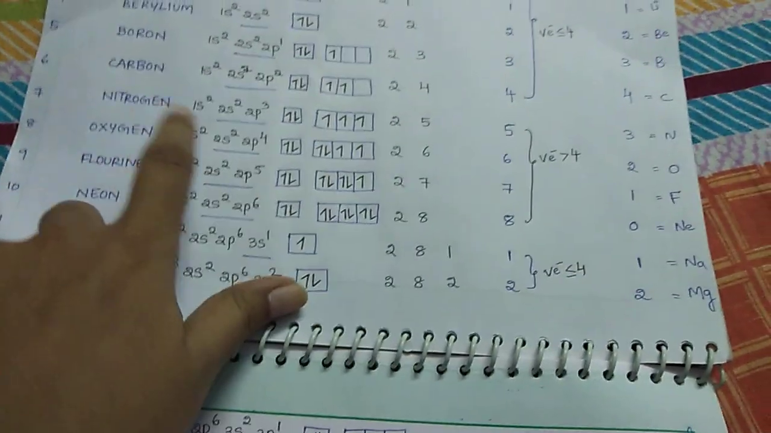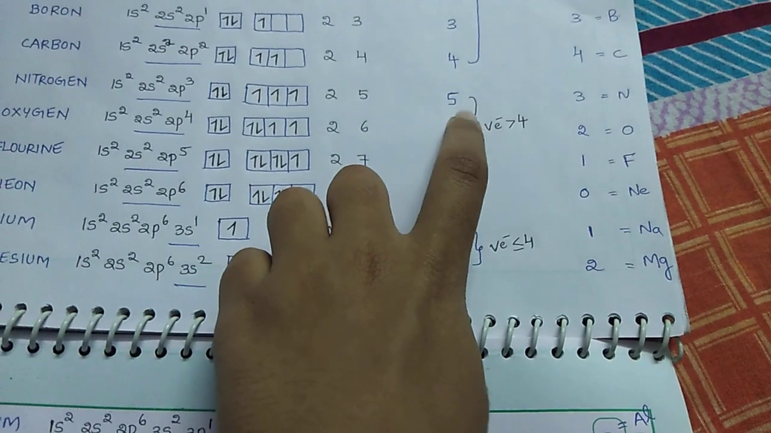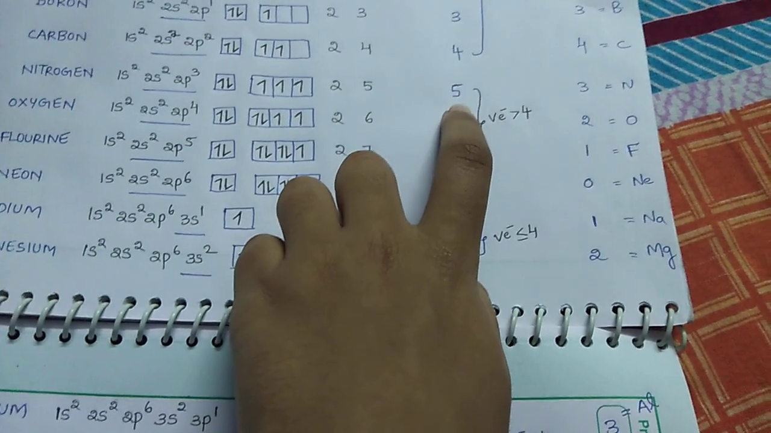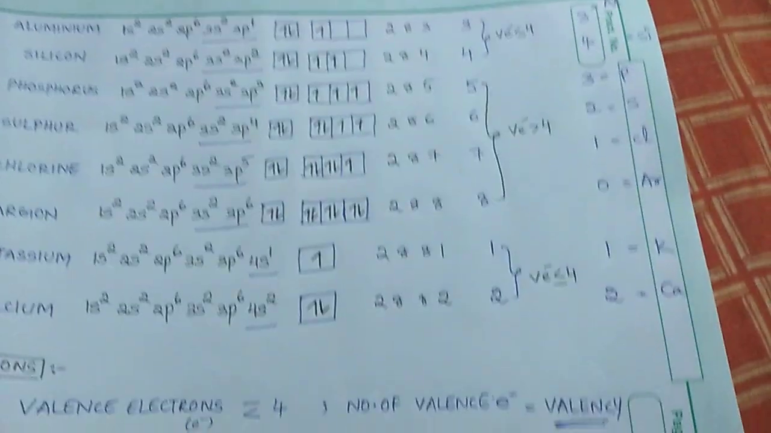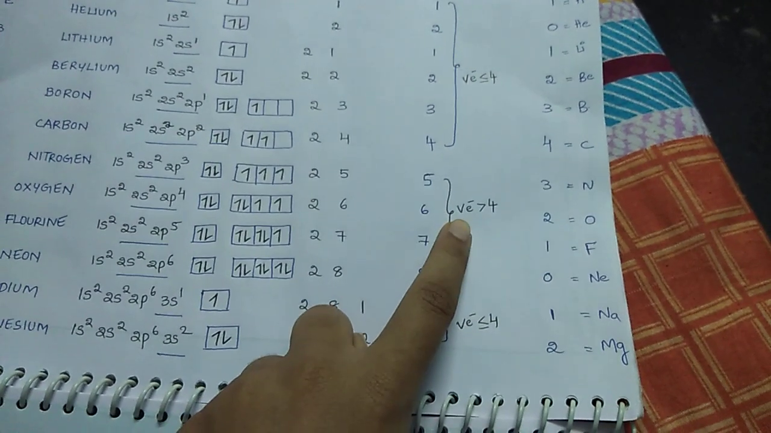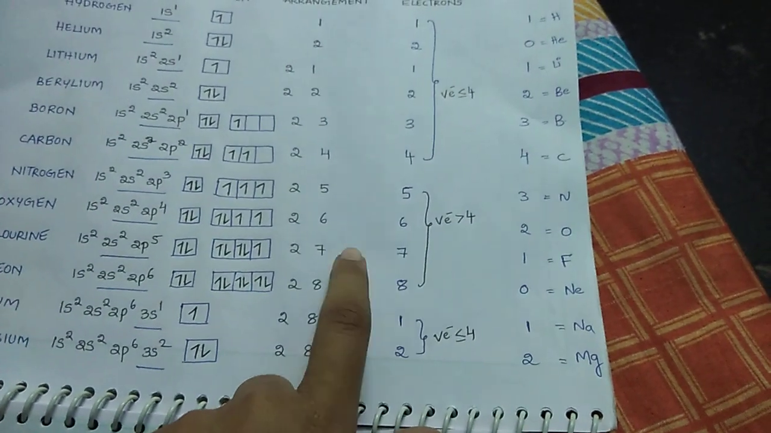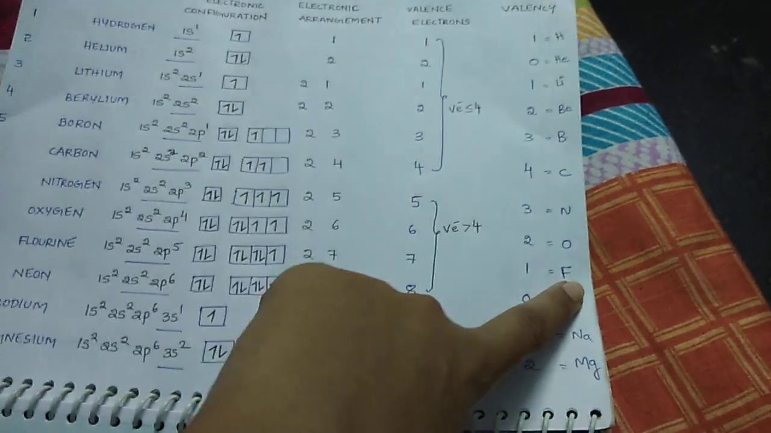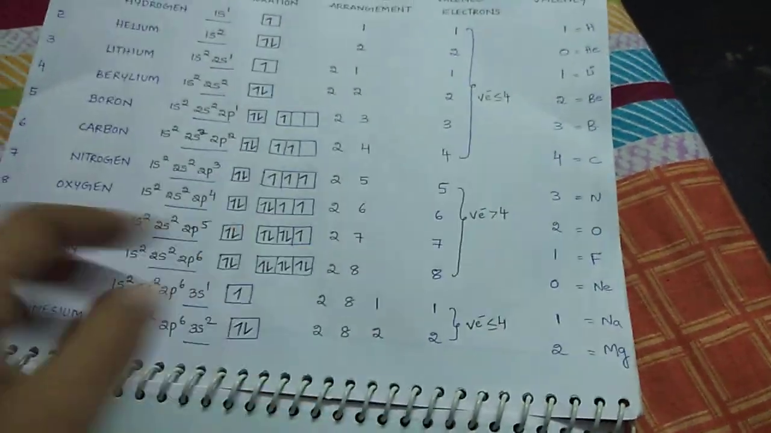We can apply this to nitrogen. In nitrogen the number of valence electrons is 5. When you subtract these 5 electrons from 8, we get 3. So 3 is the valency of nitrogen. For oxygen, 6 valence electrons are present and 8 minus 6 gives 2. So 2 is the valency of oxygen. For fluorine, 8 minus 7 is 1, and 1 is the valency of fluorine. And neon obeys the octet rule, that's why its valency is 0.